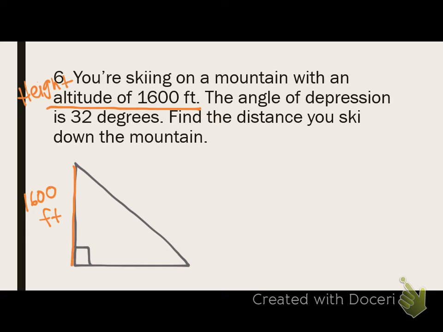The angle of depression is 32 degrees. The angle of depression is the angle at which you go down a mountain. Okay, so you have an invisible horizontal line. That is the baseline for your angle of depression. Your angle opens up downward. This is 32 degrees. That means you're going down the slope at 32 degrees, which is like a baby slope, if you ask me. Find the distance that you ski down the mountain. Now, are you skiing on a flat surface or are you skiing on a diagonal surface? Like a diagonal. So we're trying to find this guy.